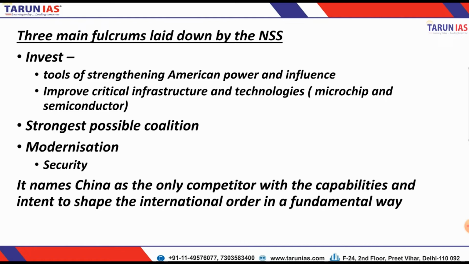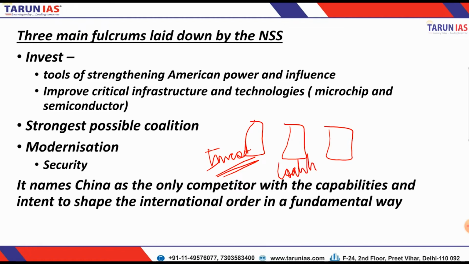Now, let's talk about the three main fulcrums, or you can say the three main pillars on which this national security strategy of the US is built. The first is investment. The second is coalition, which is the alliance, etc. And third is modernization. These are the three pillars on which the national security strategy of the United States will be built.